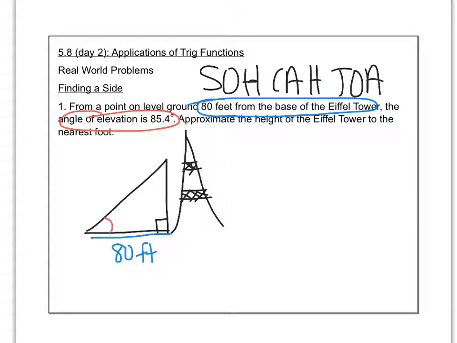The angle of elevation will always go right here in that bottom corner. It has to go between the horizontal line and the hypotenuse. So it's always going to go there. Again, that's even if it said angle of depression instead, you would also put it there.